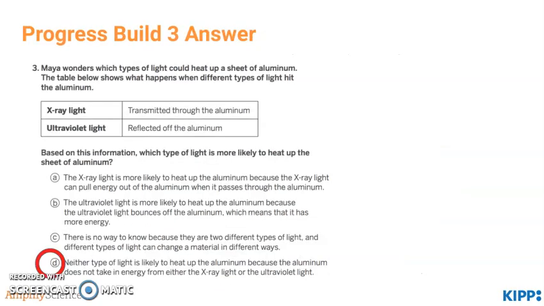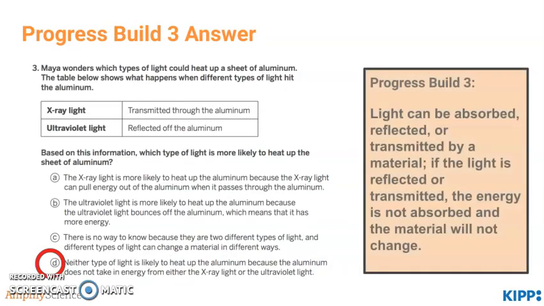The correct answer is D. Students who answer this correctly know that a material does not change if it transmits or reflects light. The material only changes if it absorbs light. What's really tricky here is that neither light presented was absorbed by the material. So sometimes students are resistant to picking neither. Students really need to understand that materials really only change if the light is absorbed.